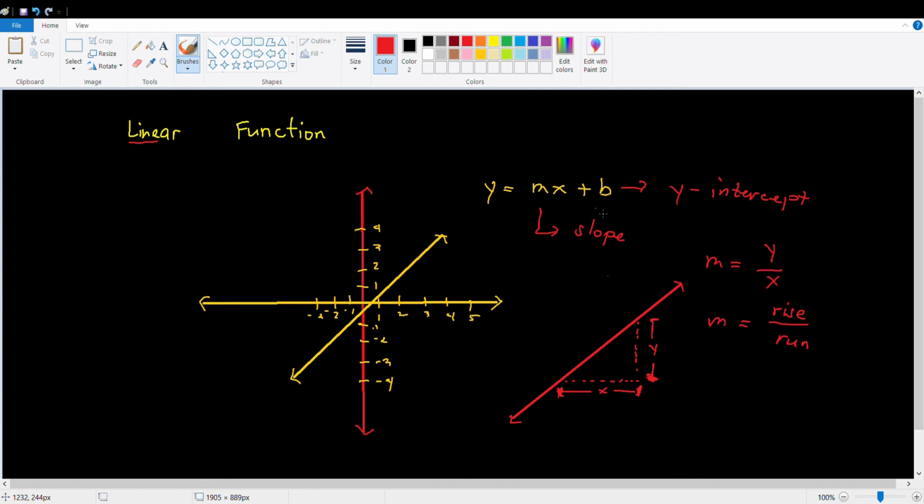So we have our b in the equation y is equal to mx plus b, which is the equation of a line. Actually, this is the slope-intercept form of a linear function. Slope-intercept form of a linear function.